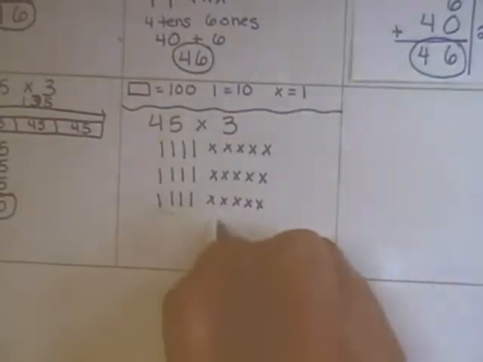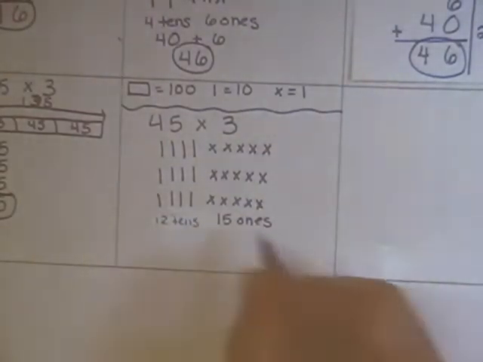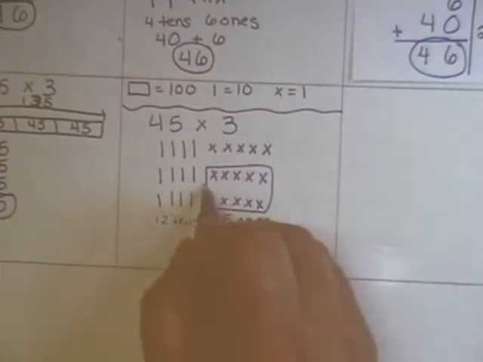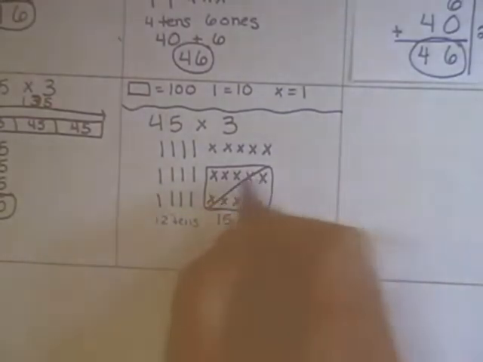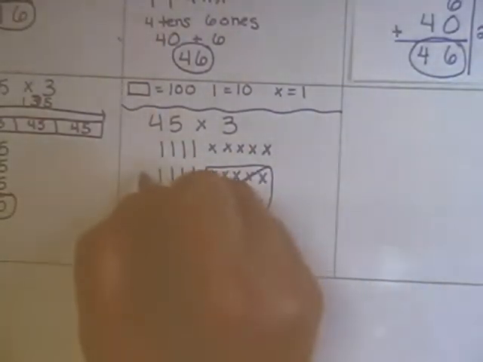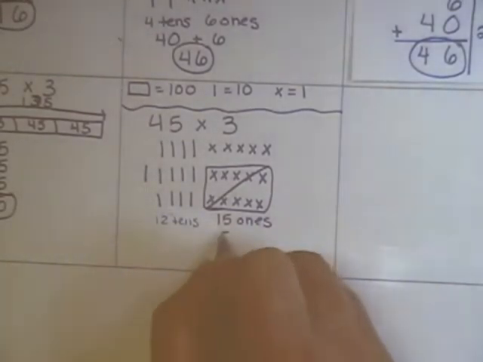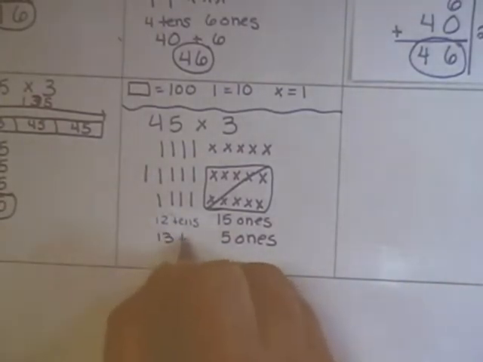I have 15 ones and I have 12 tens. Well, I need to do some regrouping. I can't have 15 ones. So I'm going to take 10 of these ones and regroup. These 10 ones, these 10 units, can become 1 10. Now I have 5 ones and 13 tens.